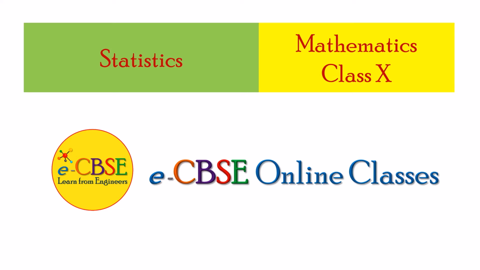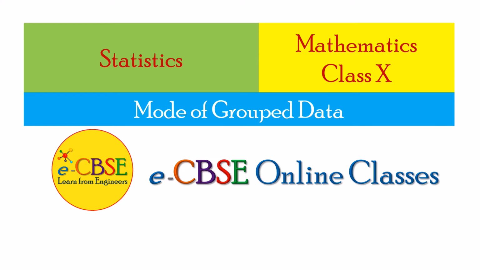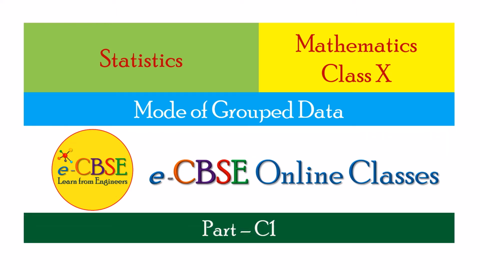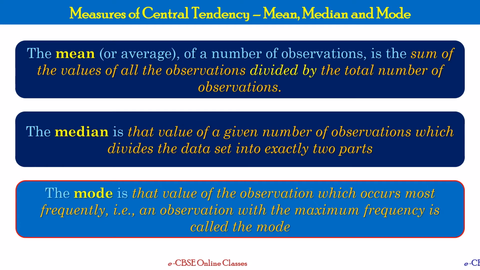We are continuing the module Statistics for Mathematics class 10th. The specific topic is calculation of mode for group data. This is part C1 of this video series in this module. In the previous few videos, we have looked at measures of central tendency: mean, median and mode. Along with their definitions, we have also worked out how to calculate mean using an ungrouped frequency distribution table as well as a grouped frequency distribution table. Specifically, we have looked at the direct method, assumed mean method and step deviation method. In this video, let us focus our attention on calculation of mode for group data.